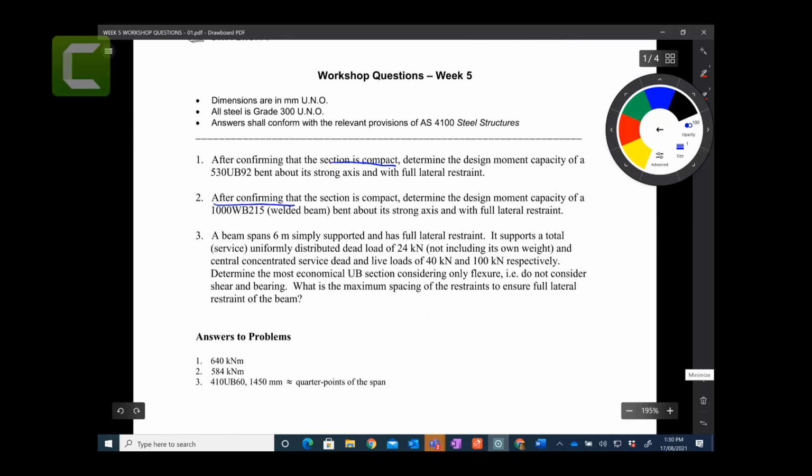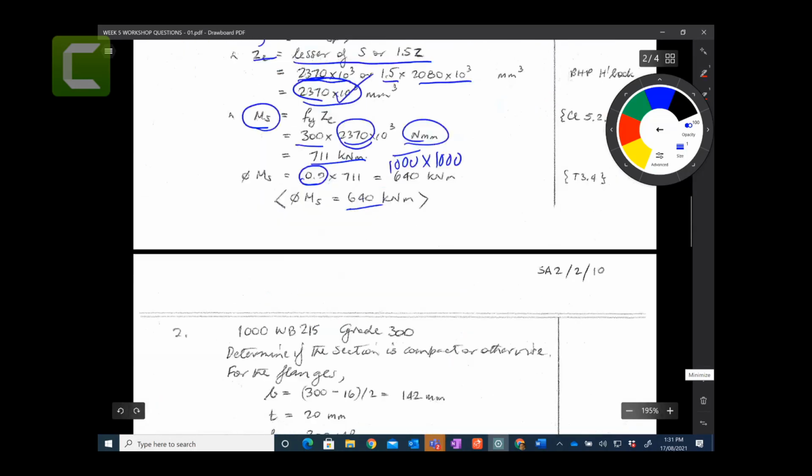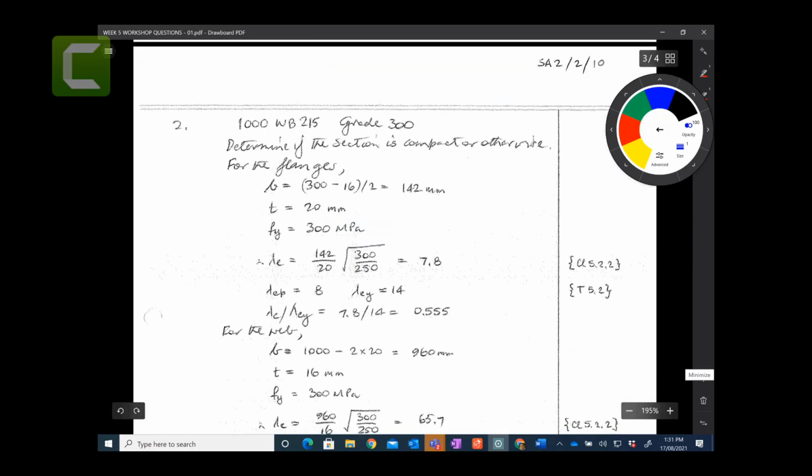After confirming that the section is compact, same as before, we determine the design moment capacity of the welded beam bending about its strong axis, and it is exactly the same. The only difference is now you have 1000 WB 215. There is not much difference between the first and second one, but for the completeness of the workshop, let's go through the 1000 WB 215.